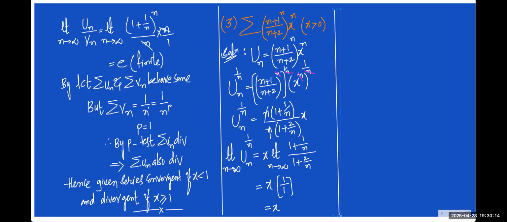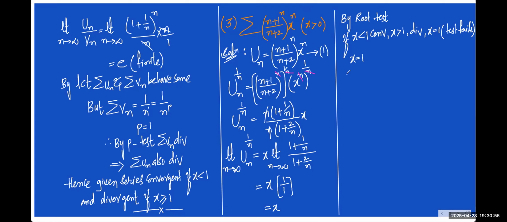Because like a previous problem, we have stopped here because we are getting some variable answer. So by root test, if x is less than 1, convergent; x is greater than 1, divergent; x is equal to 1, test fails. Test fails. So what to do? We have to put x is equal to 1 again in our basic step, that is equation number 1.